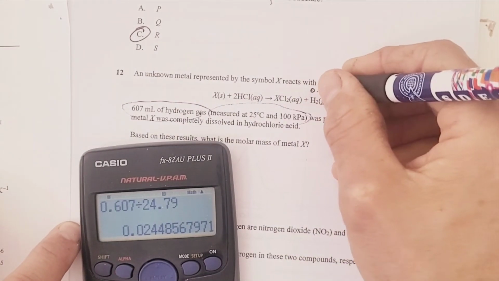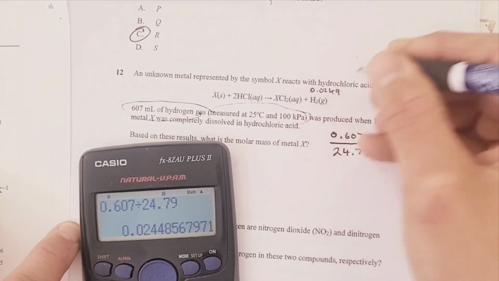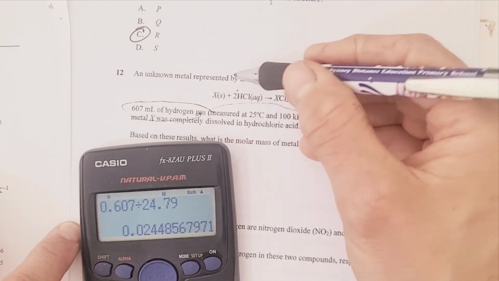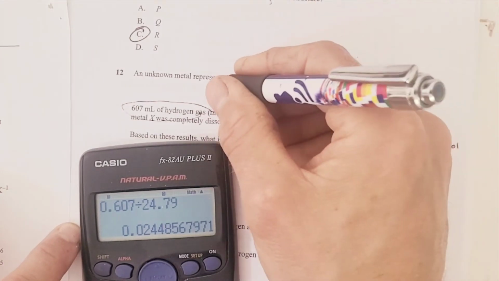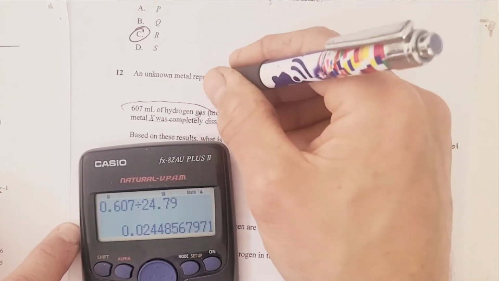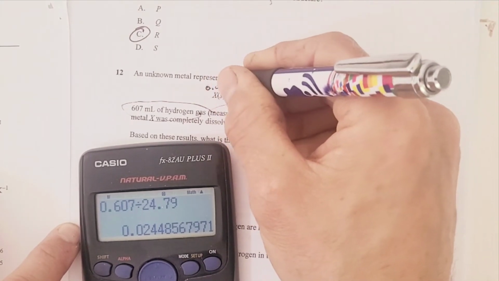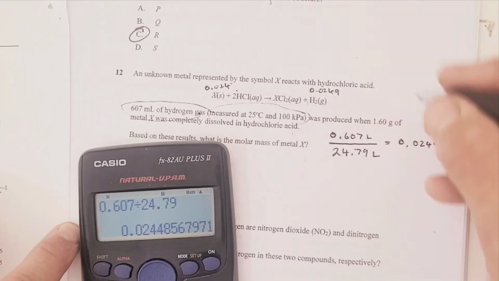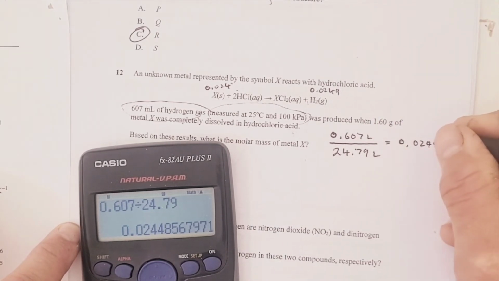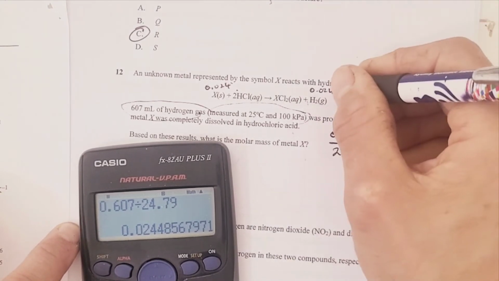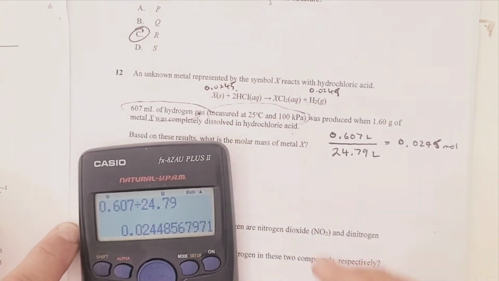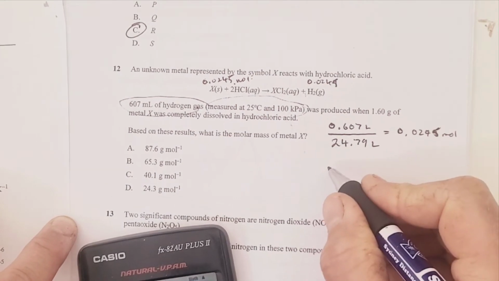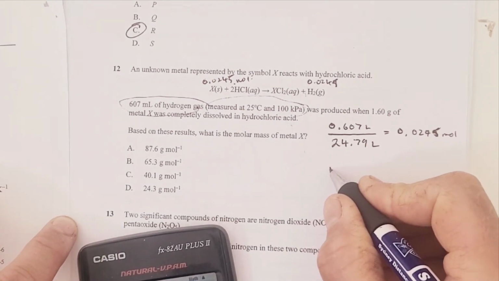So 0.0249. That's got the same number of moles. This has got double. Okay, and this has got the same. So it's a 1-to-1 relationship. So 0.0245 moles of the substance. Okay, so now we think we know moles.